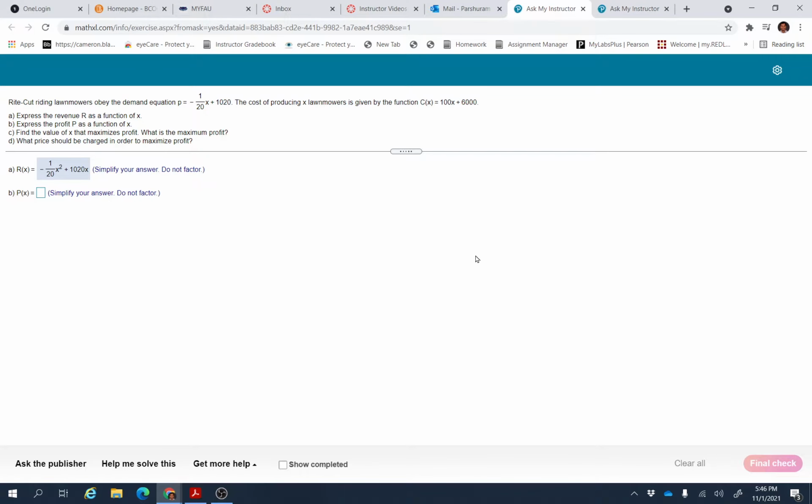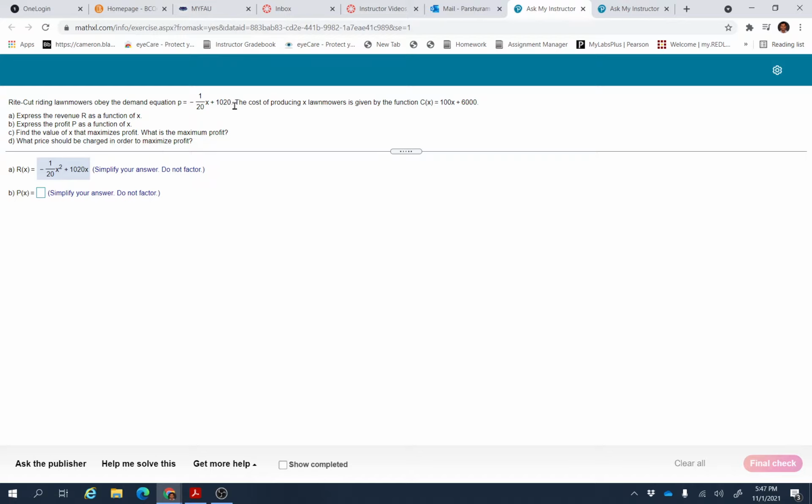Okay, so this is an application problem of quadratic functions. But there is one more thing you have to know: the relation between revenue and the demand equation, and also the relation between profit, revenue, and cost. Okay, so let's answer the first one. What is the revenue function if you have been given the demand equation?